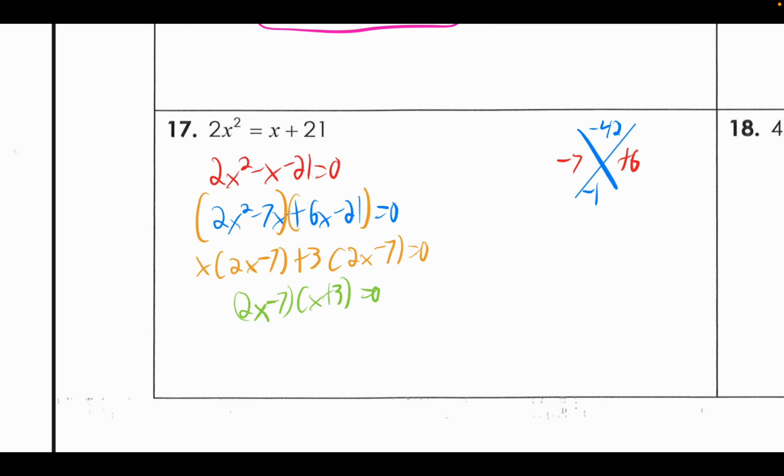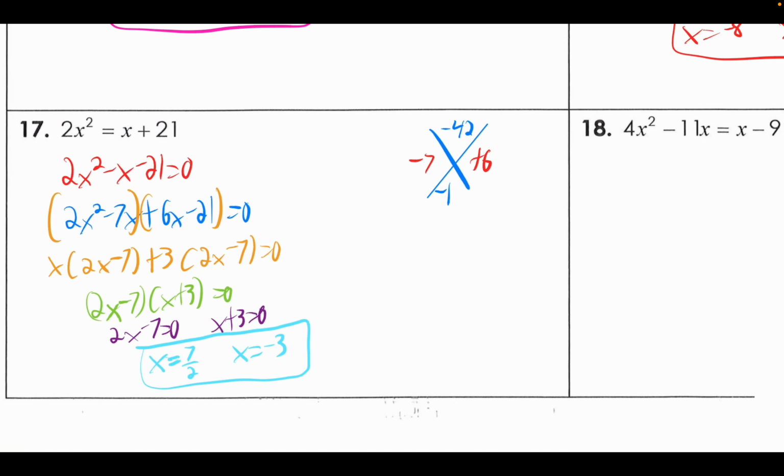And now we set each of these parentheses equal to 0. Then we solve by adding 7 and dividing by 2 and get x equals 7 over 2, or 3.5, and subtracting 3 and get x equals negative 3.